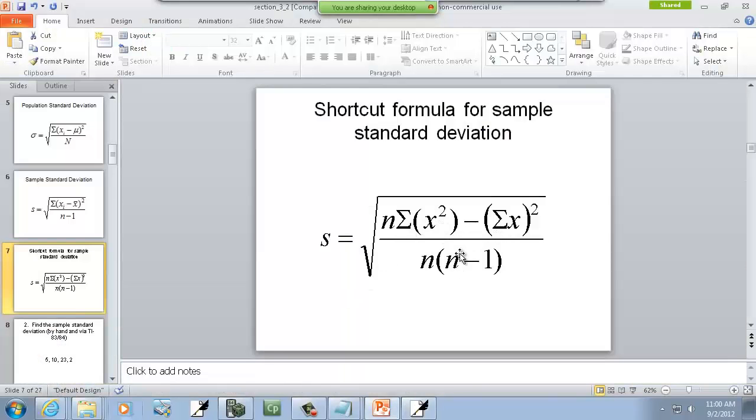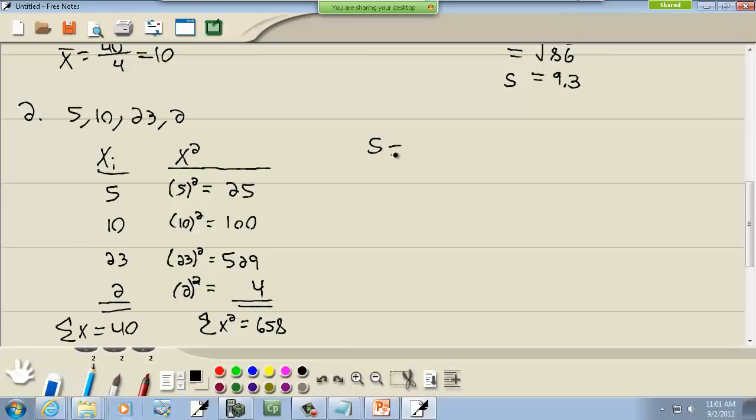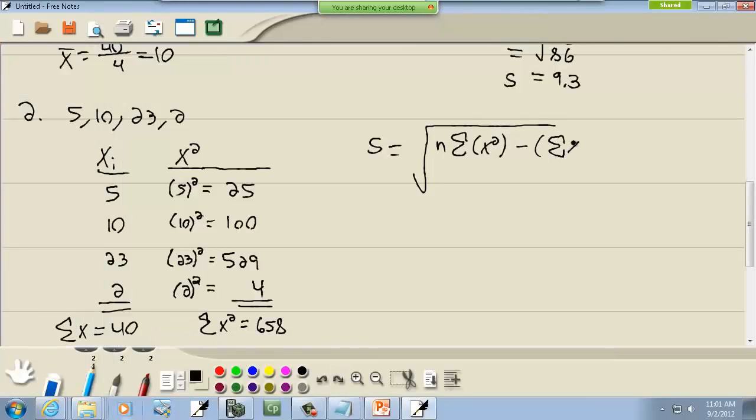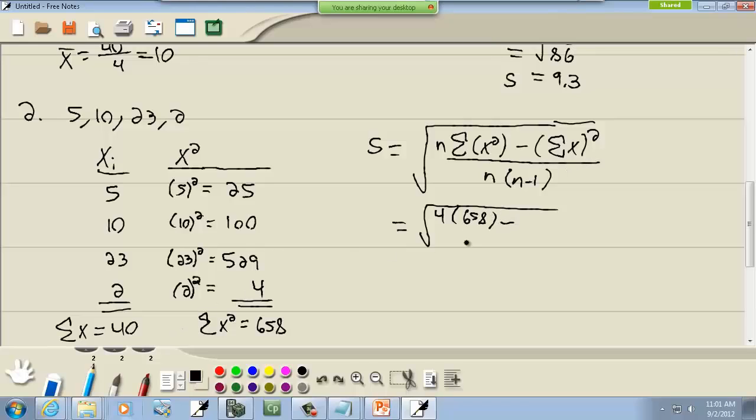So now I have this, and I have this. I'm ready to plug into my formula. We got n times sigma of x squared minus sigma x, all that squared, divided by n times n minus 1. Okay, now n would be 4, that's how many we have, times sigma x squared, that'd be 658, minus sigma x, 40, all that squared, over 4 times 4 minus 1.